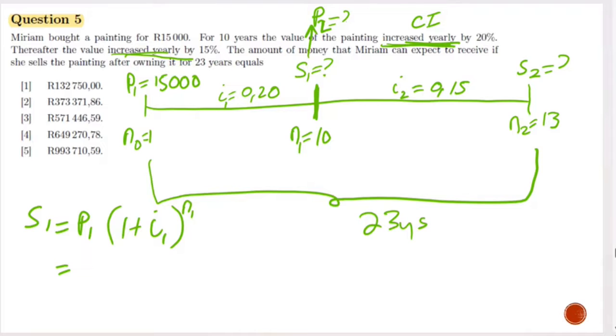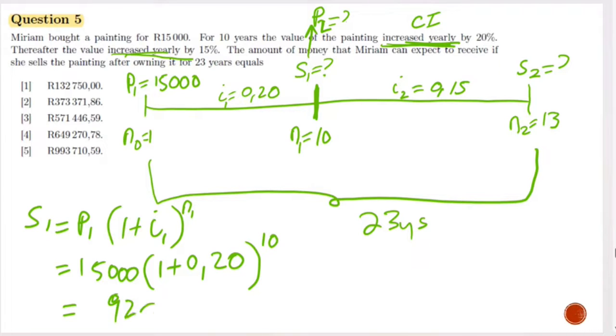Okay. So now my S1 is equal to, what is my P1? It is given. It is 15,000 into 1 plus, what is my I1? My I1 is 0.20. There's nothing that is compounding quarterly or whatever. It is annually, so I don't need to worry about the compounding periods. My N1, I've got it from my timeline. My N1 is equal to 10. I can plug this into my calculator, and this is going to give me 92876.05. This is my S1.